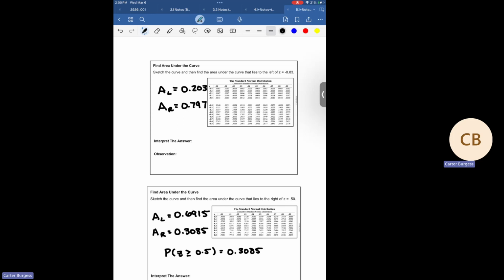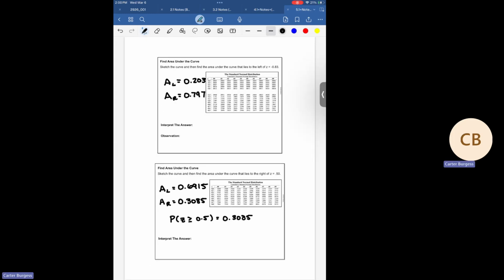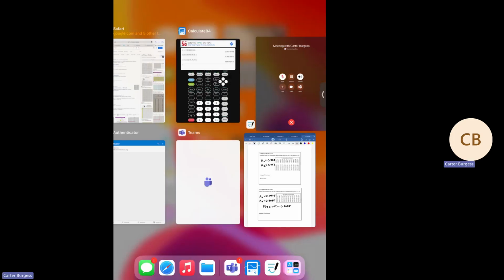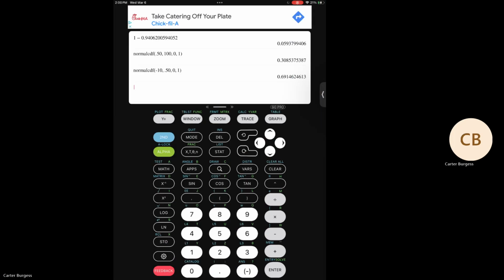Very nice. And of course, if we did 1 minus our area to the left, then we get the exact same thing, right? Or rather, 1 minus the area to the right to get the area to the left. Of course, exactly.